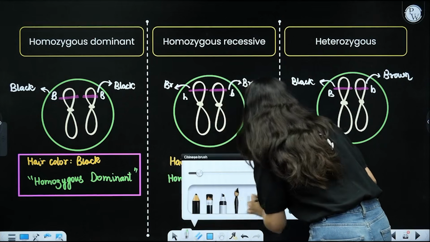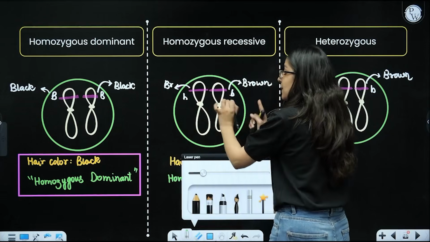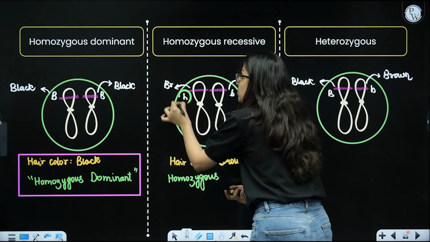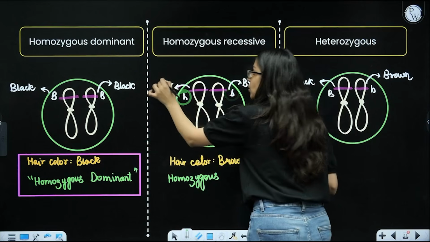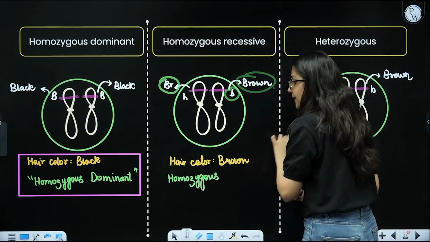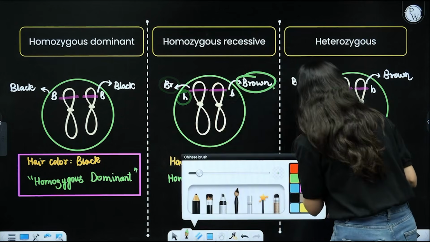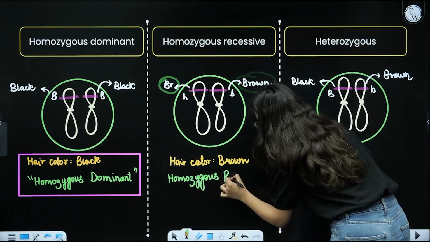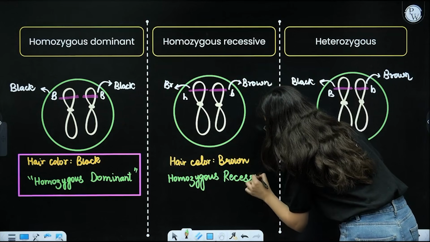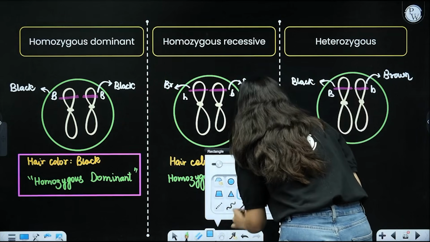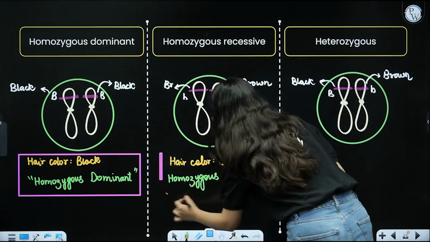But now look carefully, beta, both of them, even though they are same, are recessive alleles. They are the small letter alleles. They are both the recessive or the small letter allele. So we are going to use the term homozygous, but it is recessive in nature. Got my point? That is why it is called homozygous recessive.